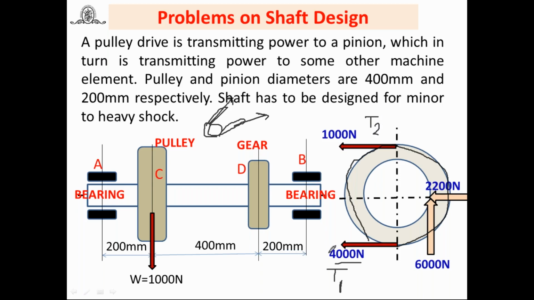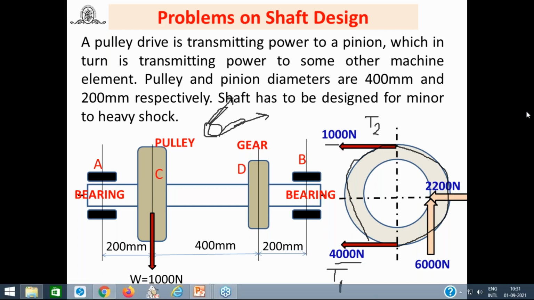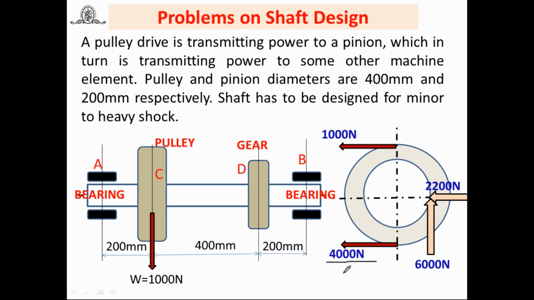Therefore, T1 is equal to 4000 and T2 is equal to 1000. For a belt drive there are two forces, the tight side tension and the slack side tension. This 4000 is the tight side tension, and the tight side tension is always the maximum tension. This is the slack side tension T2. You can use this nomenclature. I hope you got it.